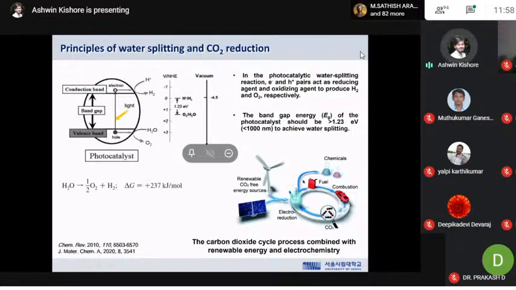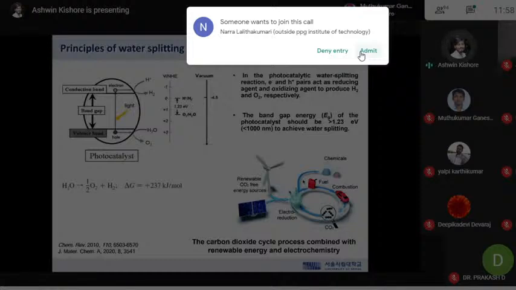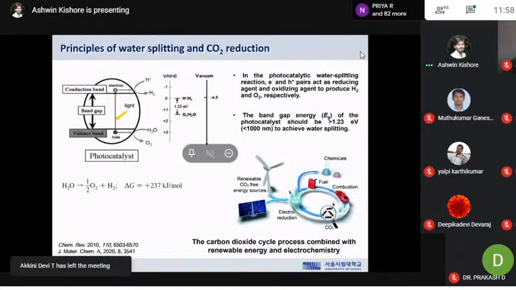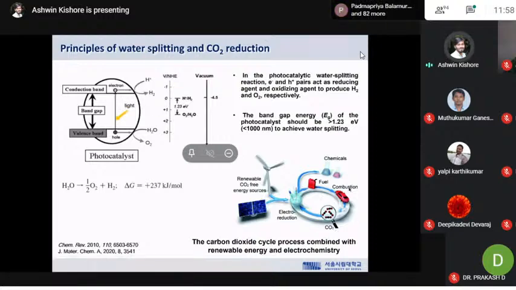Whereas in the case of carbon dioxide reduction, because of human activities, there is a lot of CO2 in the atmosphere. So we need to reduce the CO2 in the atmosphere by capturing it and converting it into useful fuels or chemicals by using a catalyst. I will show some of my results on water splitting and then the CO2 reduction reaction mechanism.